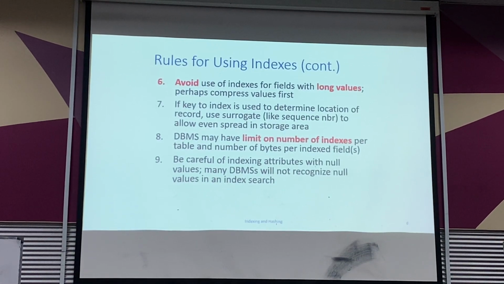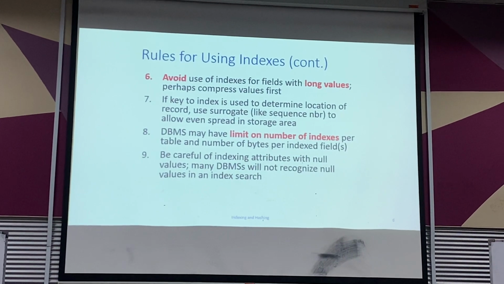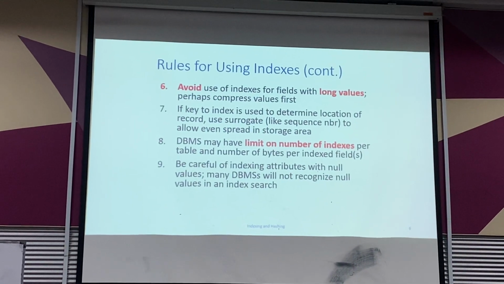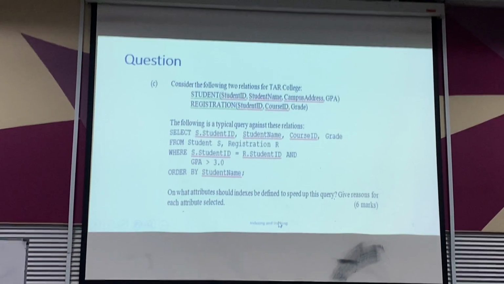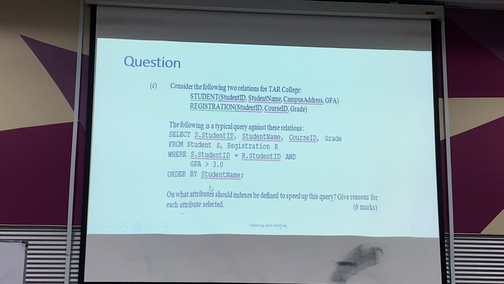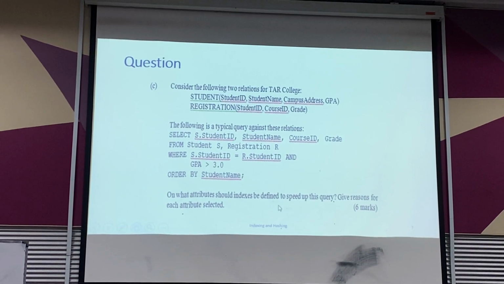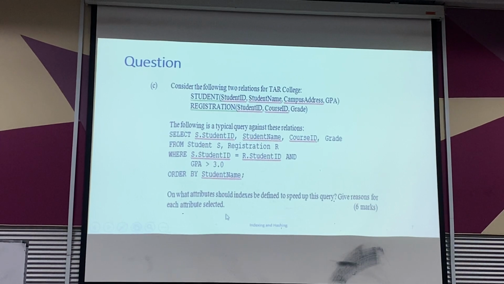This is theory. Read out any 5 rules, for 5 marks. In one of the past papers there was a 5-mark question: at least any 5 rules of using index. Okay, theory question. But after that, there will be another type of question like this, from one of the past years: on what attributes should an index be defined to speed up this query? Give a reason for each attribute selected. So, any idea?